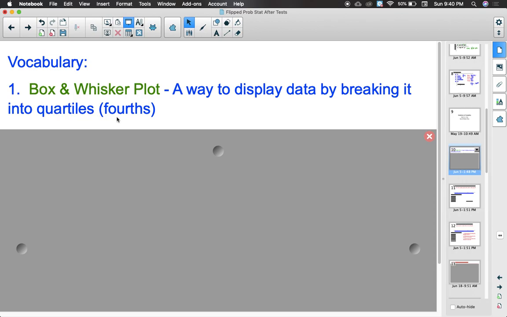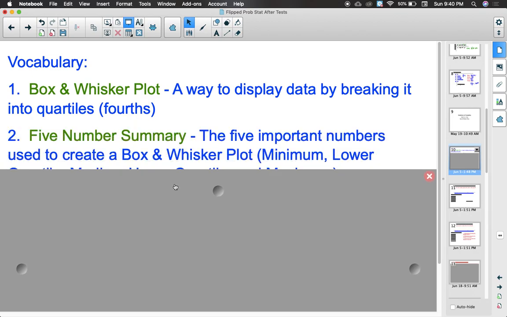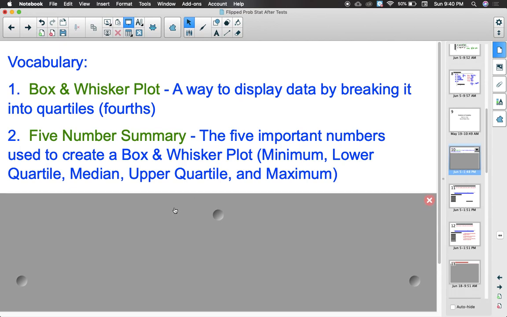Another word for quartiles is fourths. So breaking the data into 4 sections. So to do that, we're going to need to know 5 important numbers. These numbers are called the 5-number summary. And they're the 5 important numbers used to create a box and whisker plot. They are the minimum, the lower quartile, the median, the upper quartile, and the maximum.